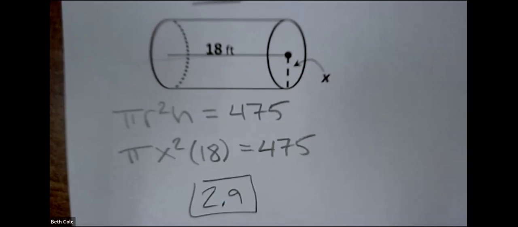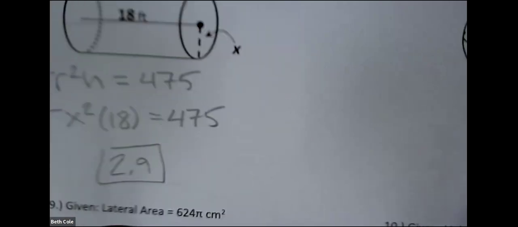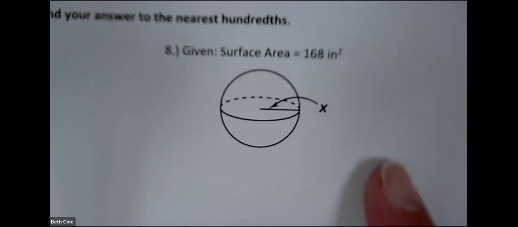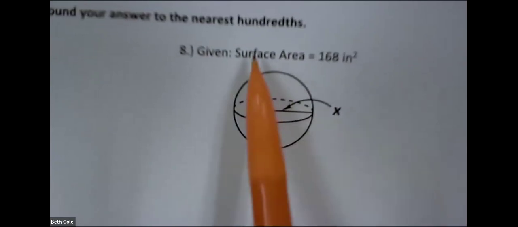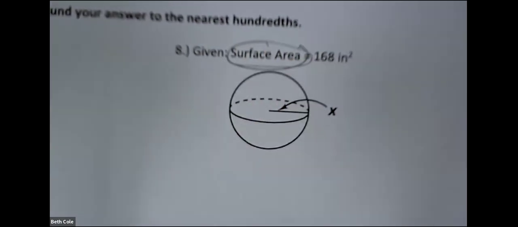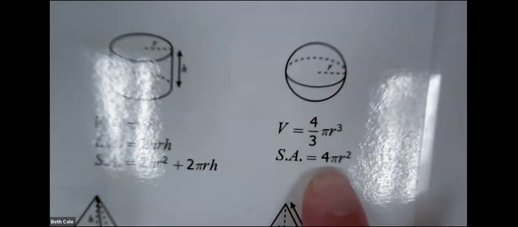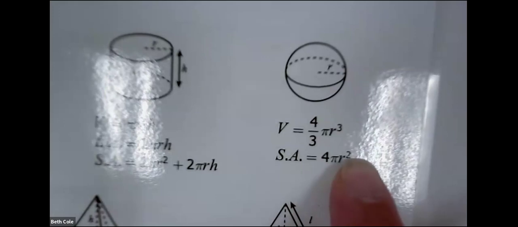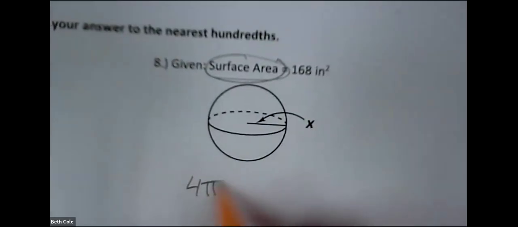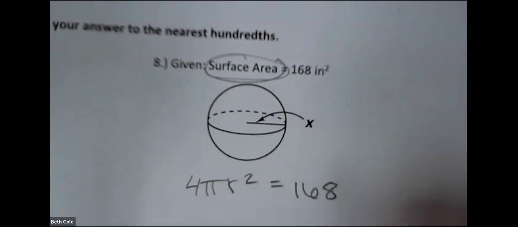Cool, let's try another one. Is this one a cylinder or a sphere? Sphere, and they gave us surface area. Okay, so just reading is important. So here's our formula for sphere. Surface area is 4 pi r squared. I just found it from the paper, right? So 4 pi r squared equals, what is it, 168.